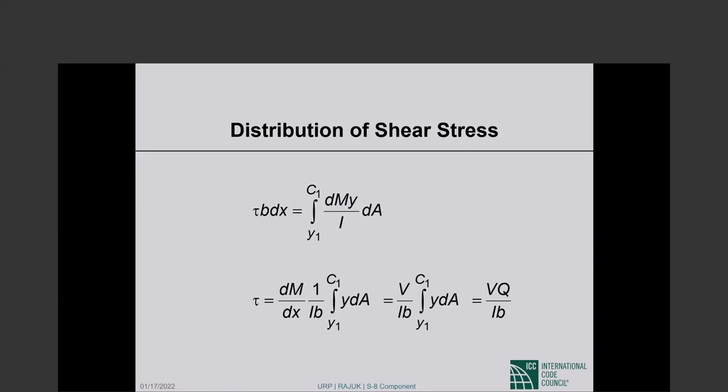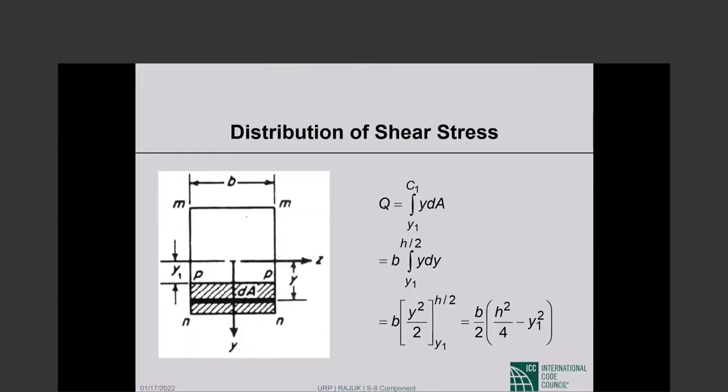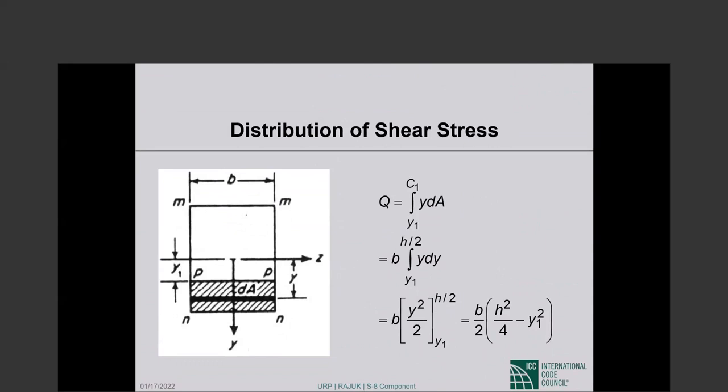So tau is equal to V over Ib times this integral from y1 to c1 of y dA. This integral is denoted by Q, and that gives us the very familiar expression, tau equals VQ over Ib. Tau is the shear stress at a distance from the neutral axis, in this case the distance y1. So we wrote the same expression again. Q is the integral of y dA, where y is the distance of this elemental area from the neutral axis, and dA is the elemental area.